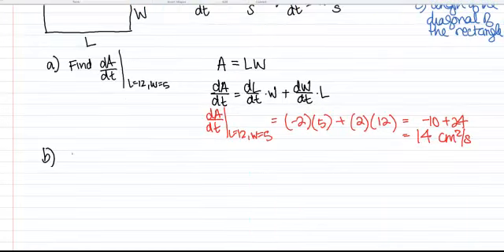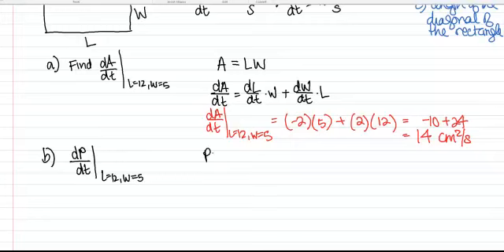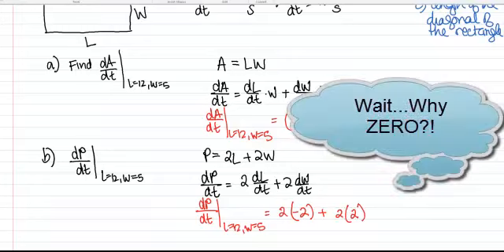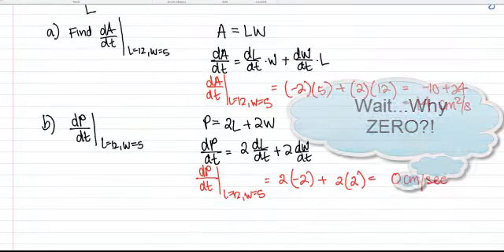Next thing we want to do is find the change in the perimeter, so dP/dt. And again, when L is 12, W is 5. So in our rectangle, the perimeter equals 2 times the length plus 2 times the width. So the derivative with respect to time is 2 dL/dt plus 2 dW/dt. Again, plug in your conditions. So 2 times dL/dt, which is negative 2, plus 2 times dW/dt, which is 2. Your perimeter is not changing.